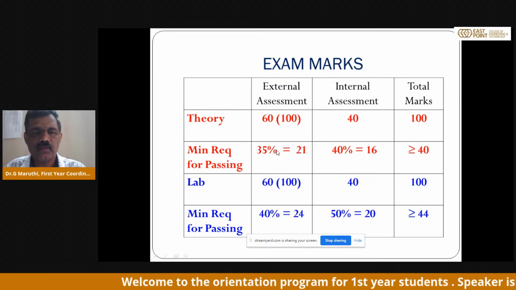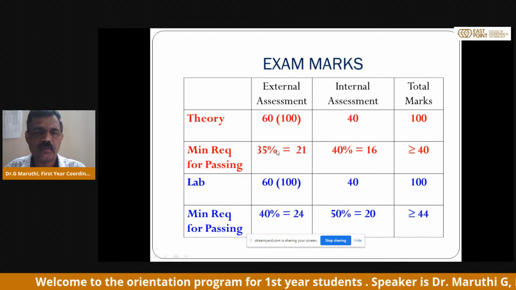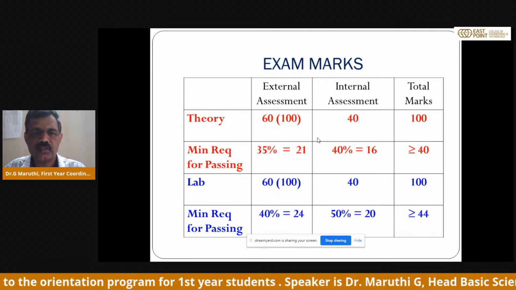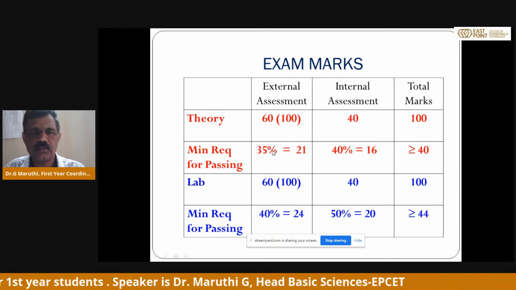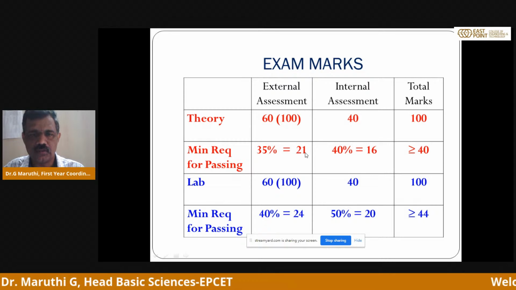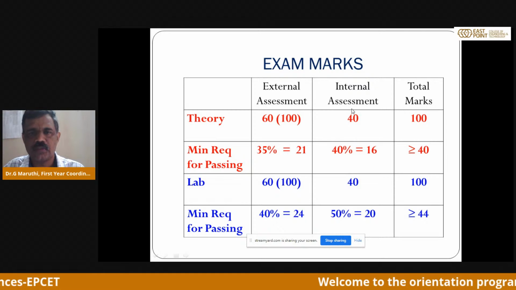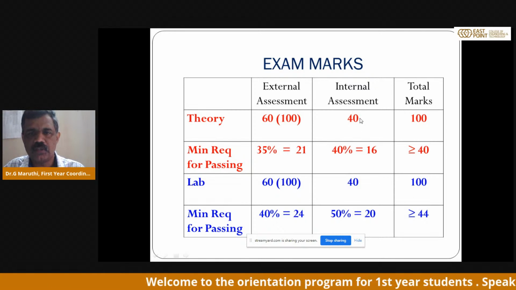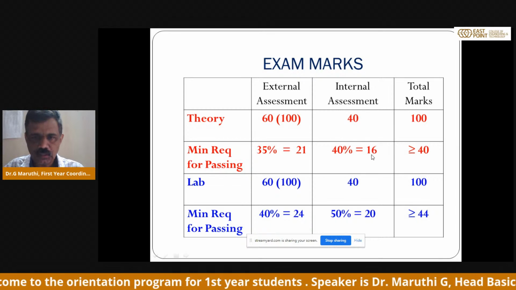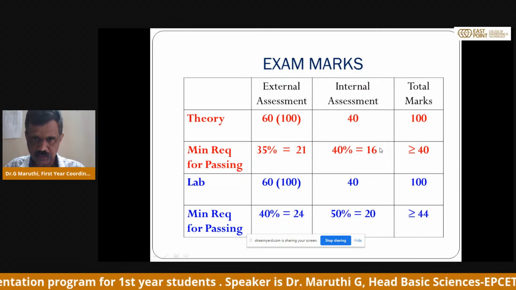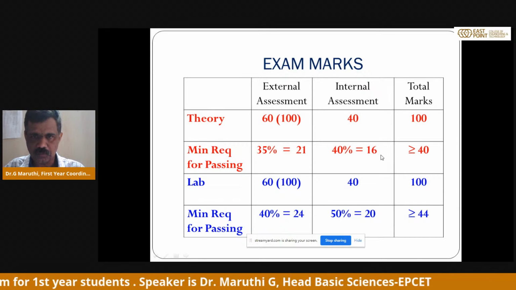And what is the minimum mark that is required for passing? So in the external exam, you need to score at least 35%. 35% of the 60 marks means it is 21. Okay, so then only you'll be declared as pass. Similarly, even in the internals, you have to have 40% of the 40 marks. 40% of 40 marks means 16. That should be the minimum marks that you have to score for passing the subject.